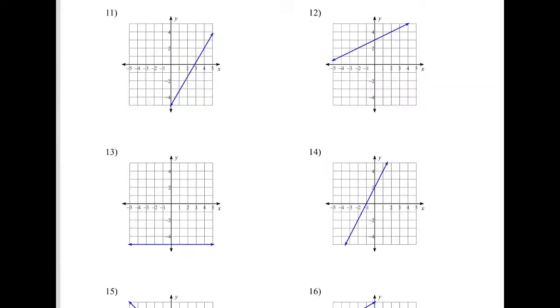So if we look at a horizontal line like number 13, we know it goes through the y-axis, so it does have that y-intercept of negative 5. So the equation is just y equals negative 5, since there's no slope. It's completely flat.